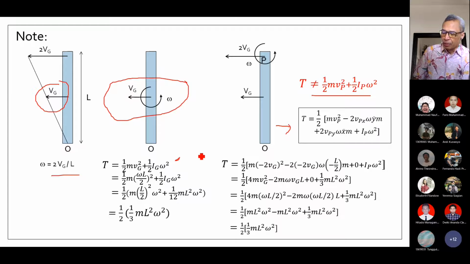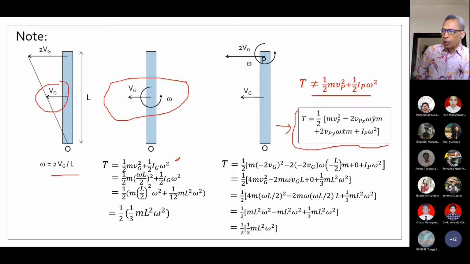But what I should remind you is that this is a very special equation. You cannot use this for a general point. The general equation of the kinetic energy is represented by this equation.